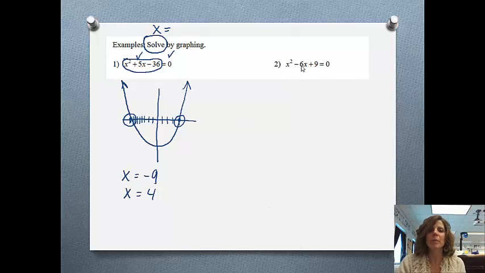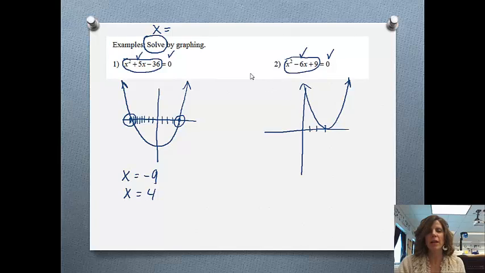Okay, problem number 2: x squared minus 6x plus 9 equals 0. Once again, we're going to check, is it in standard form? Yes. Does it equal 0? Yes. So we're ready to graph it. Again, we're not going to graph the equal 0. We're just going to graph the left side of it. If I were to graph it, I'm going to get something that looks like that.